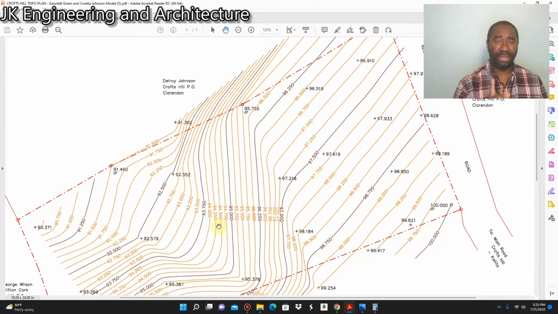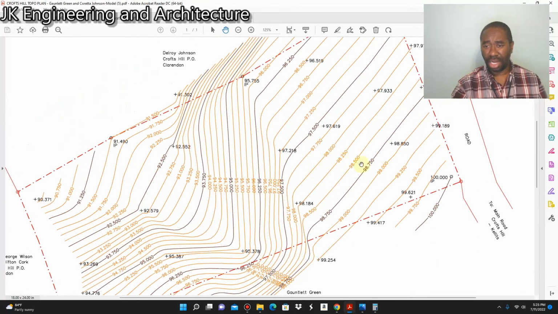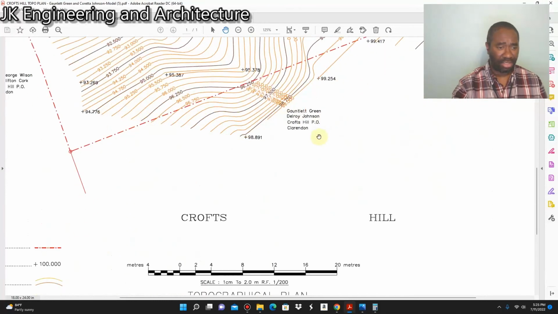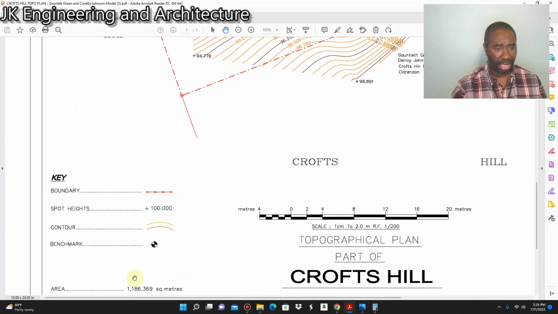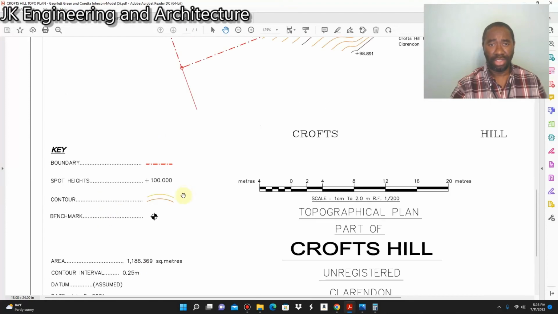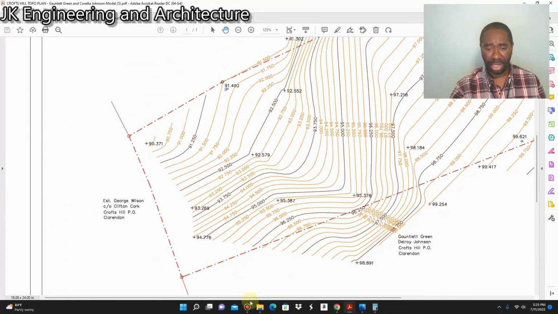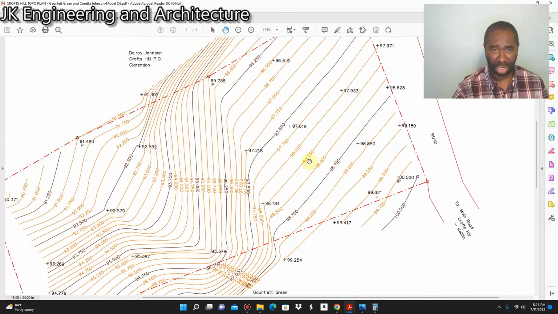So another thing that I should point out to you, that these contours are done at an interval, and I think the interval shows on the key here. So the contour interval is 0.25 meter. So every 0.25 meter, a contour line is drawn and the elevation is taken for that particular contour line.